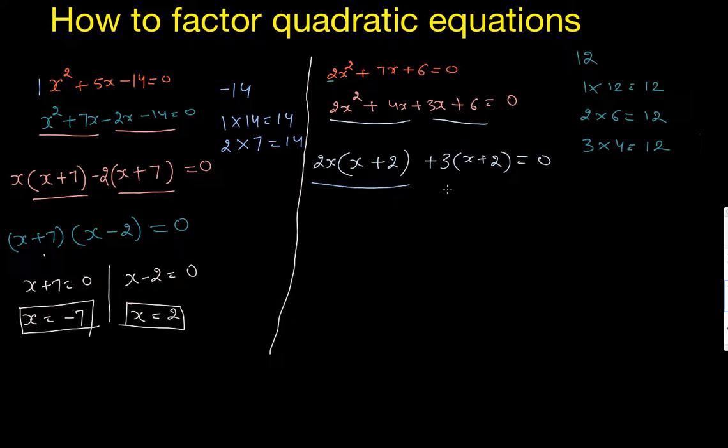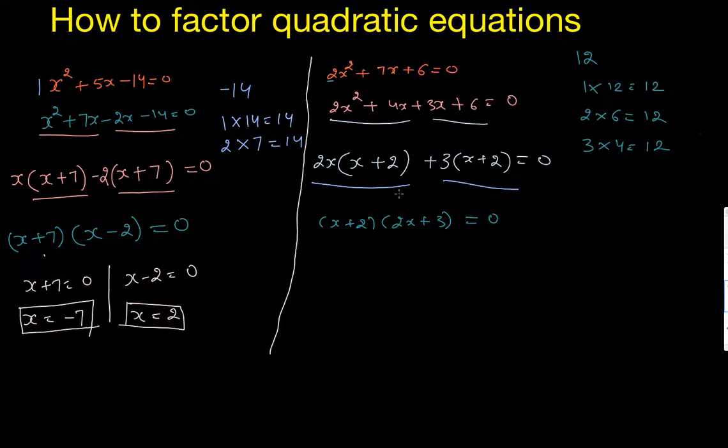Now again, two different parts over here, and what you see common in both of them, I see x plus 2. So if I take x plus 2 out common, this part I'm left with 2x, and here I took x plus 2 out and left with positive 3. So these are the factors of this quadratic equation.